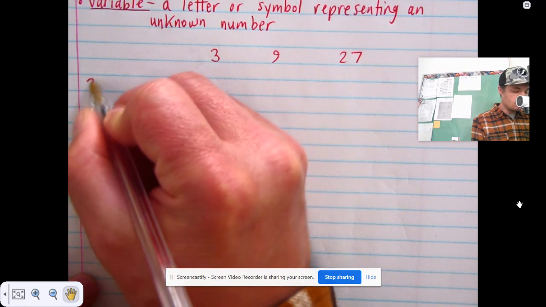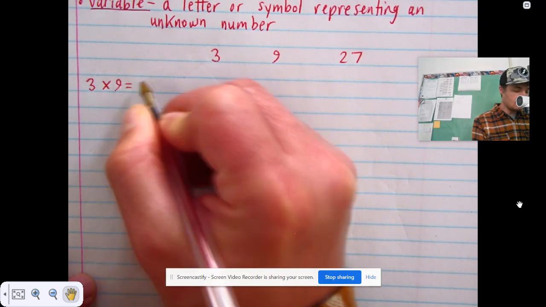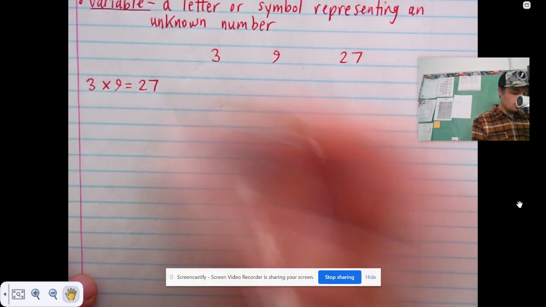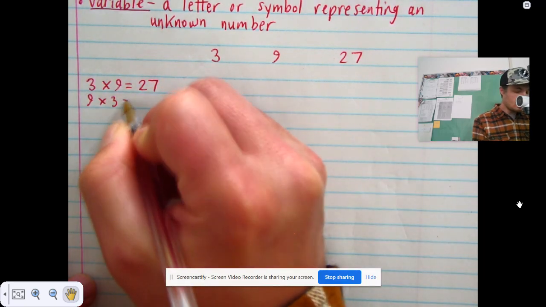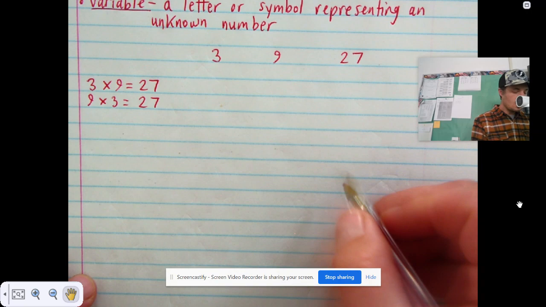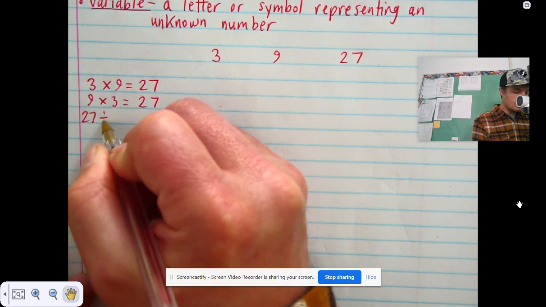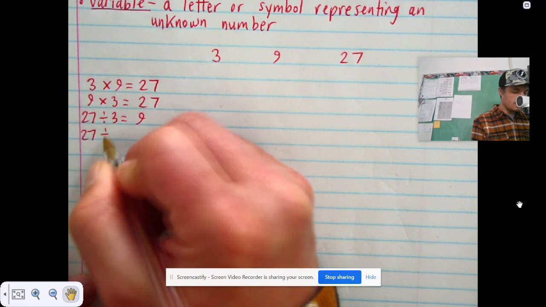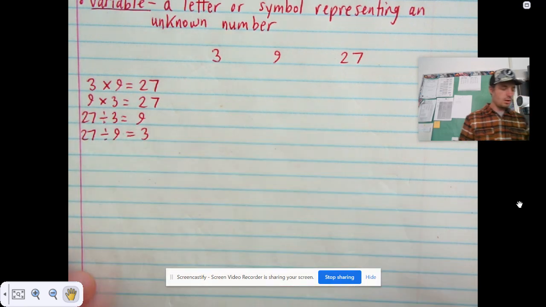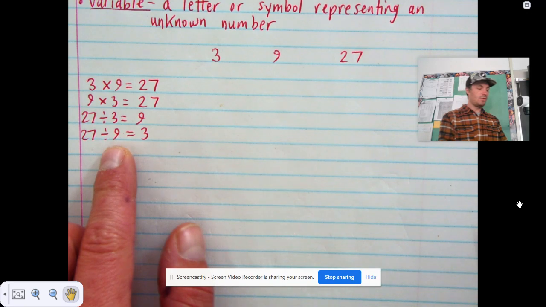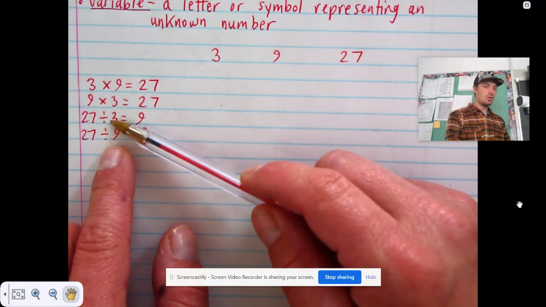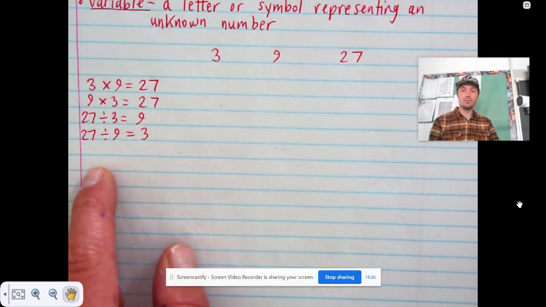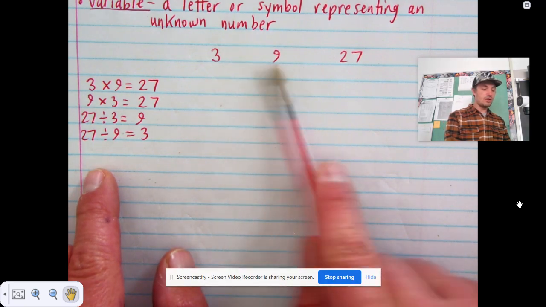First of all, you can do 3 times 9 equals 27. You can do 9 times 3 equals 27. You can do 27 divided by 3 equals 9. And you can do 27 divided by 9 equals 3. All of these facts, these 2 multiplication facts and these 2 division facts, are true, and they all use these three numbers.